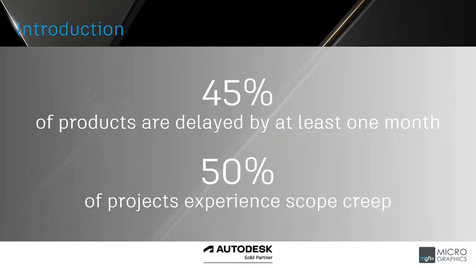Just some facts here. Researchers indicate that 45% of products are delayed by at least 1 month. So that means others could be delayed by longer. And 50% of projects experience scope creep, meaning that the project ends up being much bigger than expected. These metrics highlight the challenges companies face in maintaining timelines amidst growing complexities. So as they need to customize things, project creep could change. Projects get delayed, and that impacts.